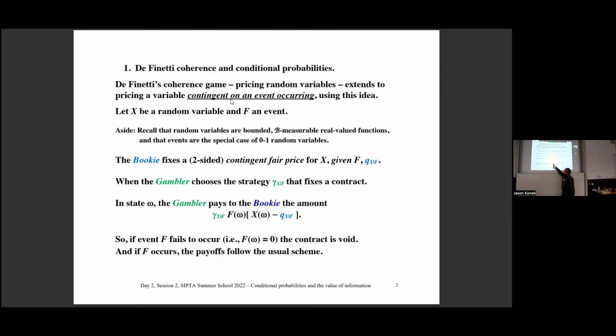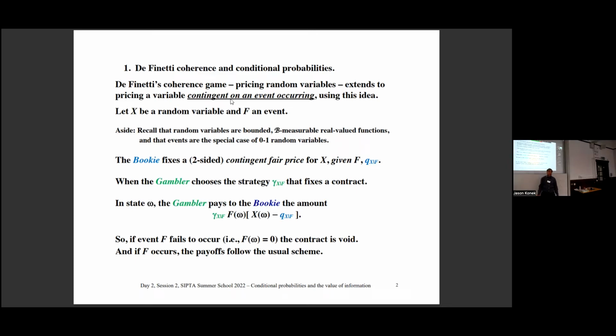And so when the event F fails, if the state omega occurs, which is in F complement, the indicator of F at omega is 0. And when you multiply these terms by 0, it's 0. So it's equivalent to abstaining. There's no change of resource either way. It's a zero-sum game, but there's no exchange of funds. So this is a contract which, if F fails, is equivalent to abstaining and only involves what looks like the ordinary exchange in case F obtains.